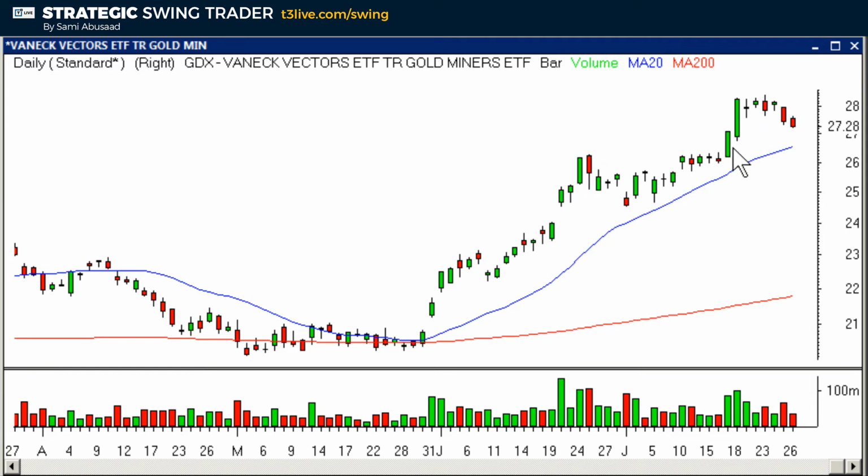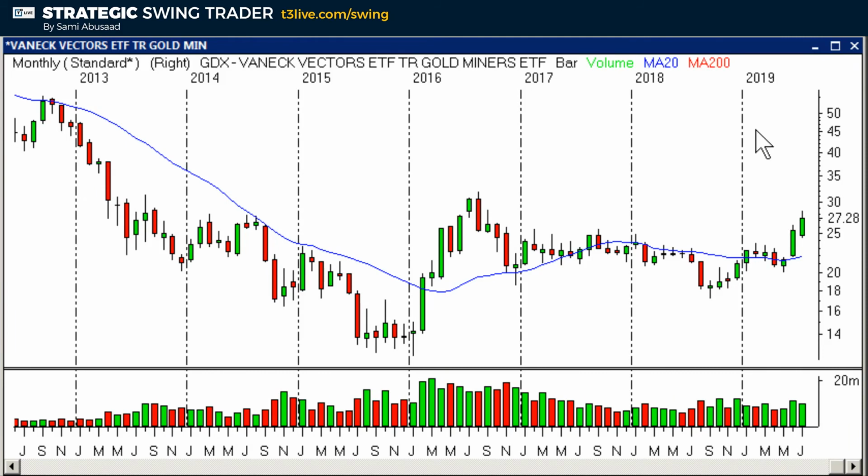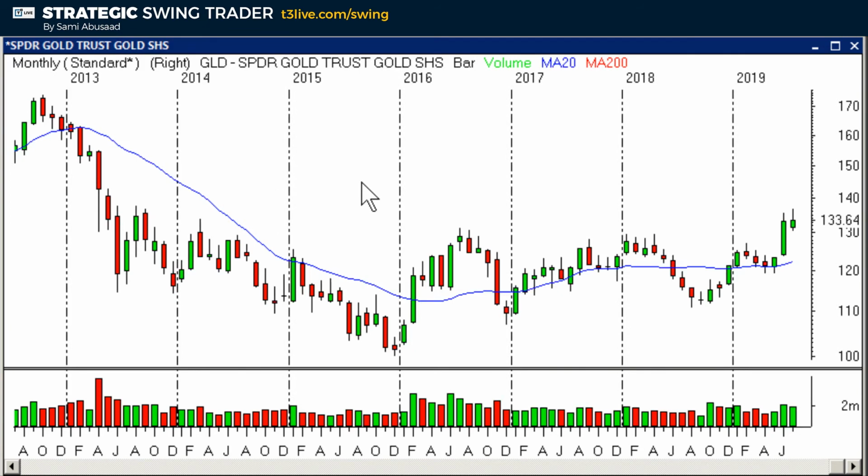Right now we do have a pullback, we do have a rounding top and a bearish pattern, but that's good. If we can base out here for a couple more weeks, maybe even another month, it would be even better, because the longer you base, the less extended the market or the stock becomes, and the more explosive the move will be. That's GDX, which is the gold miners. I like the GLD better, but GDX has more firepower, more momentum.